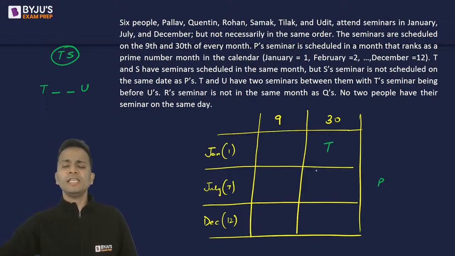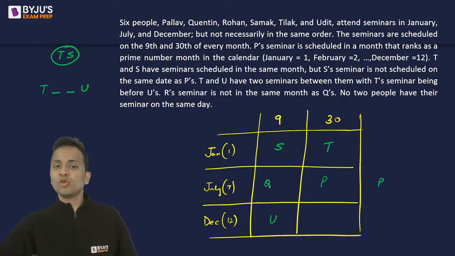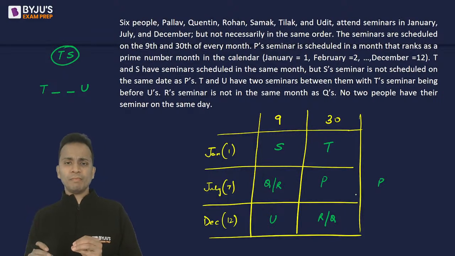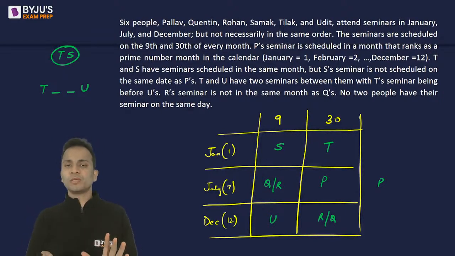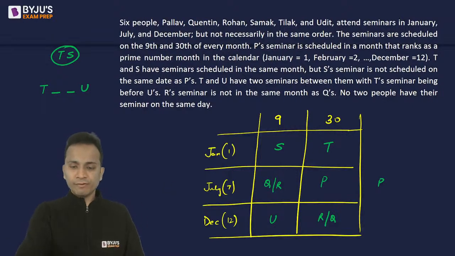Now T on 30th of January, leave 2 places and then U will come here. Clear? And then T and S have seminars scheduled in the same month. So S will come on 9th of January, right? But S is not scheduled on the same date as P. S and P will be on different dates. So P will be on 30th of July. Now I'm left with Q and R. So Q and R are on different months. Since I know who will come before and who will come later, there are 2 possibilities for this. So that's it. This is the information decoded.